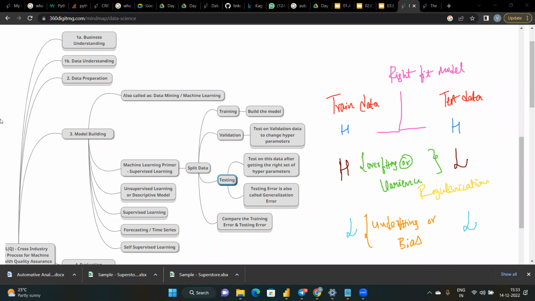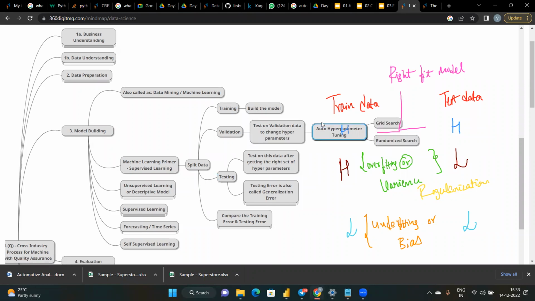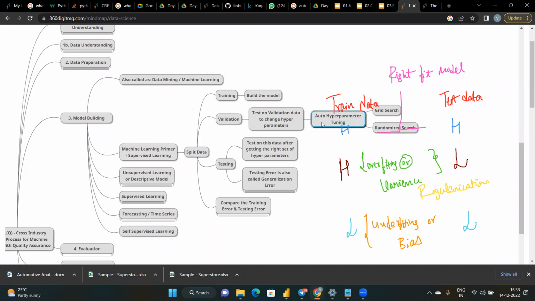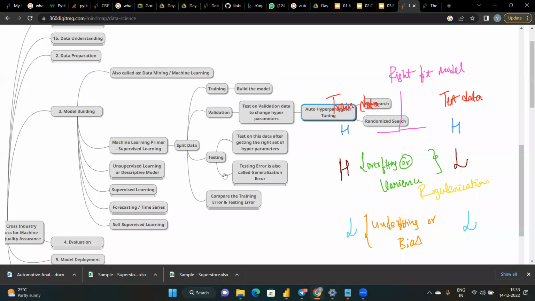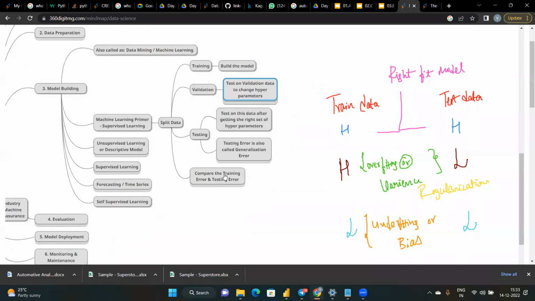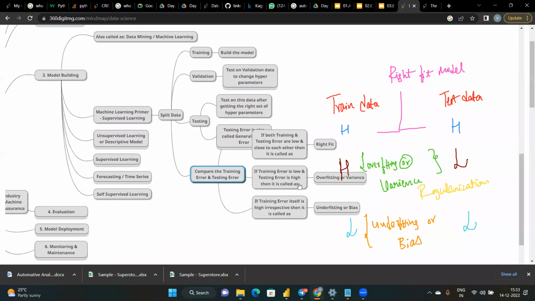So guys, after that, we are going to go for validation. Okay. So what is validation? It's nothing but a third party model to avoid information leakage, I can say. So for hyperparameter tuning, we have different types of validations, right? Grid search, random search, and different types. And after that, I'm going to compare the training and testing error. Okay. See the right fit.